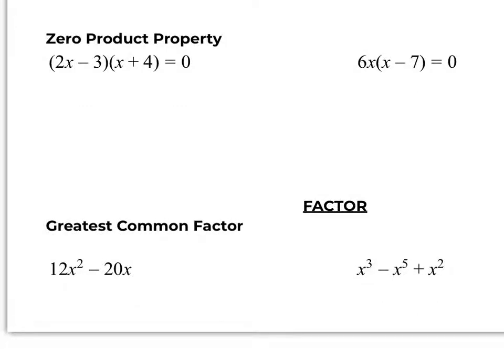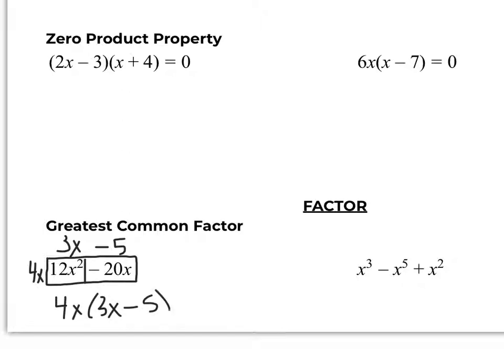Let's take time to review all the different ways we've talked about how to factor. The first thing we looked at for factoring was factoring out a greatest common factor. To do that, that's where we used the skinny box. And we said what was the biggest thing that went into both of the terms. For this, it would be 4x. Then we said what times 4x is 12x squared? 3x. What times 4x is negative 20x? Negative 5. So this factors to 4x times 3x minus 5.